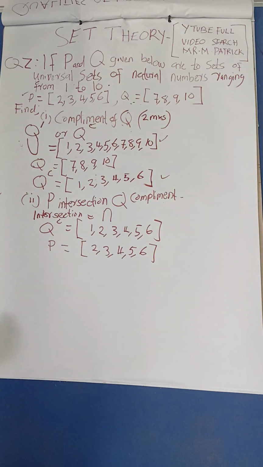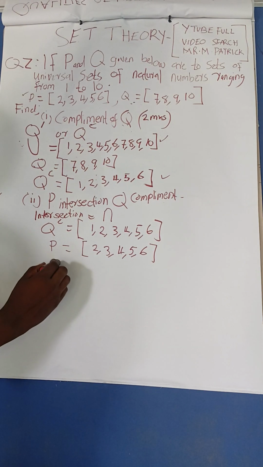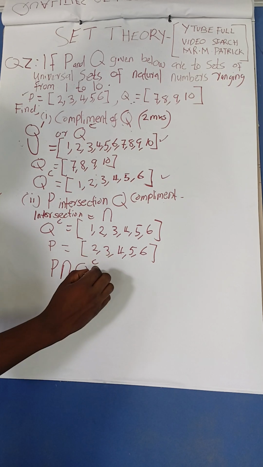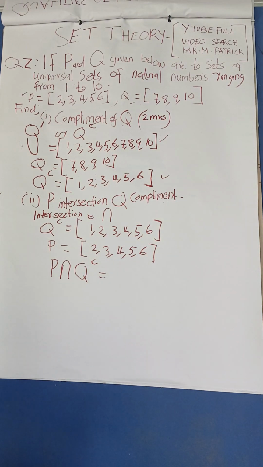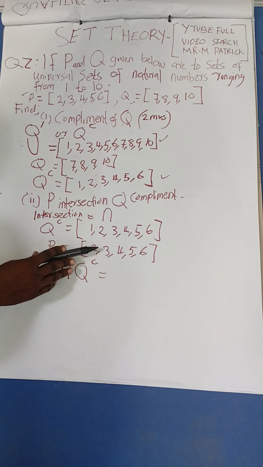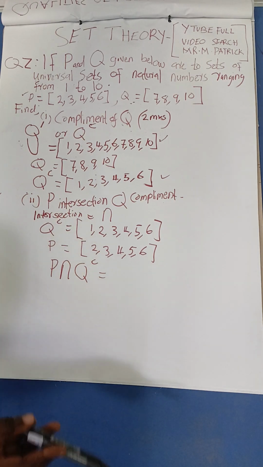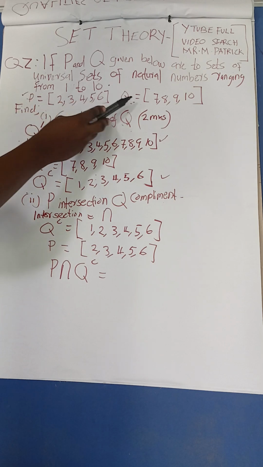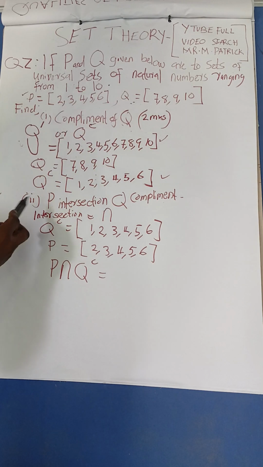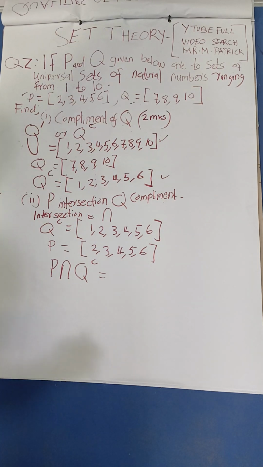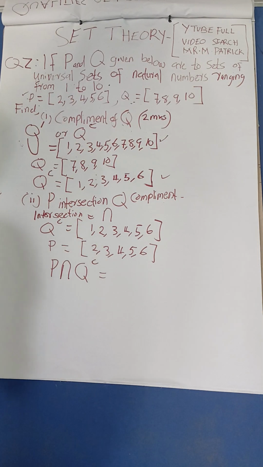But the question wants us to find what? To find P intersection Q complement. So what will I do? I've said very well, intersection means those elements that are in P and are also in Q. The question can even ask you, find intersection PQ. You find those elements that are in P and are in Q. That's what it means. So here we go.